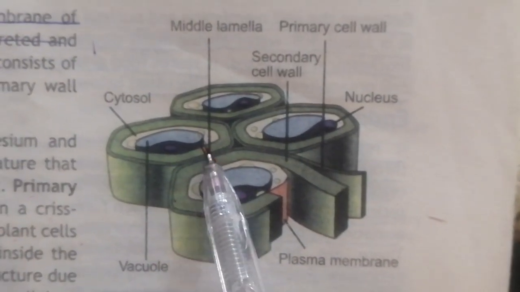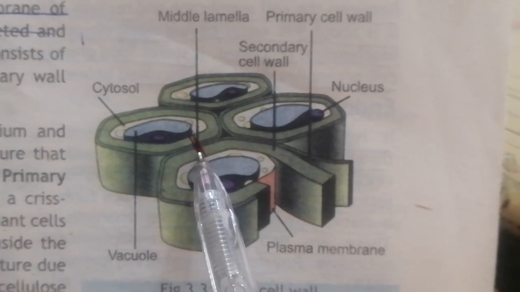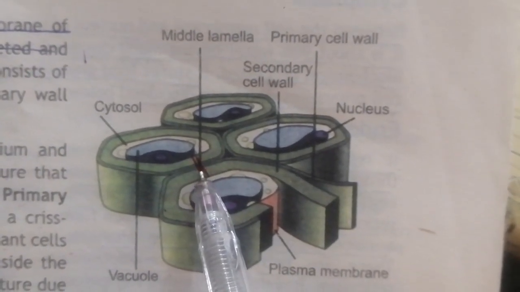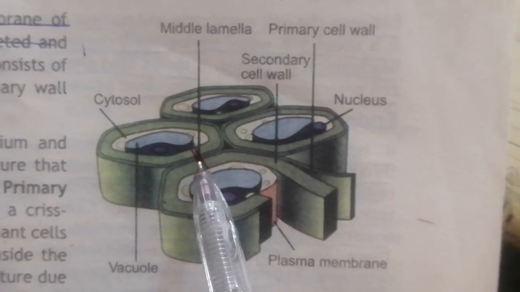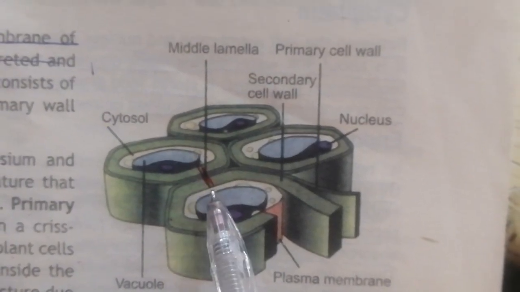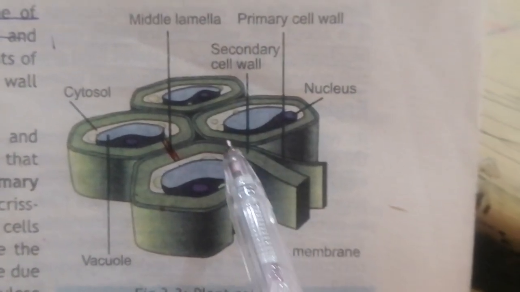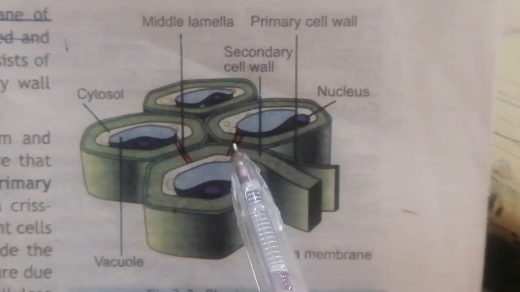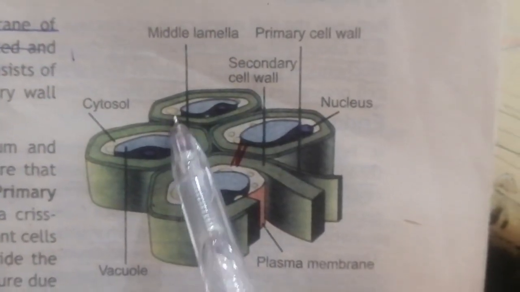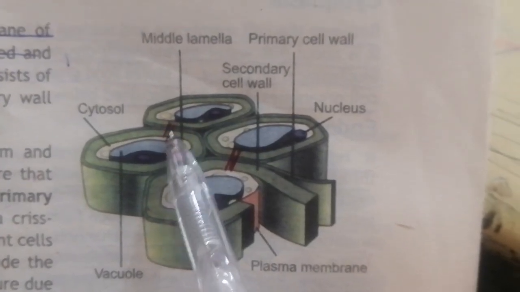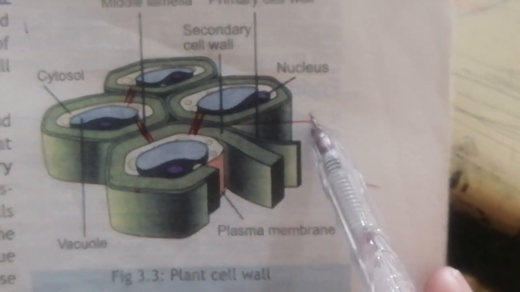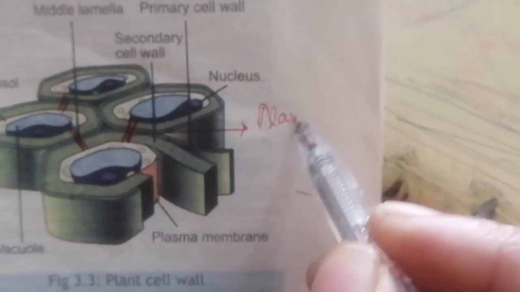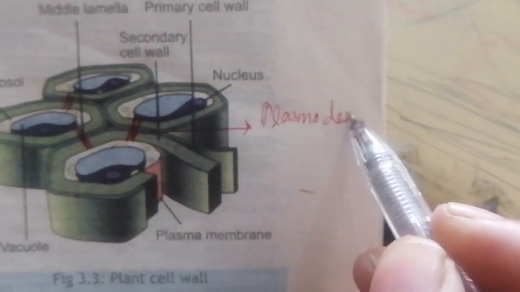So these connections which I have drawn here are given the name plasmodesmata, and they are not only present between two plant cells. They can also be present between other plant cells. In this way, you can easily make them in your books. So label them as plasmodesmata. What are these connections called? Plasmodesmata.